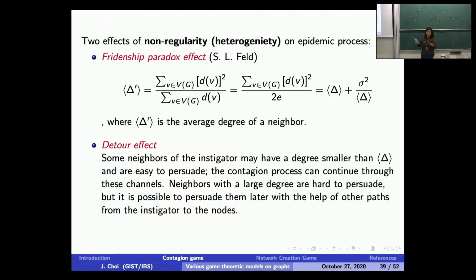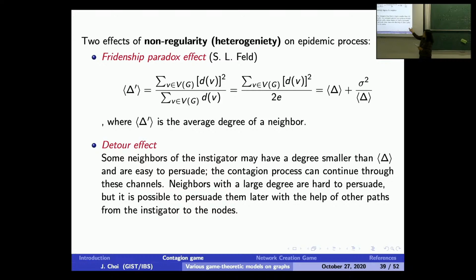But why does the scale-free network have a bigger threshold than the regular network? It doesn't explain that fully. And now we think that maybe this would be the reason. On the one hand, it's harder for the instigator to persuade its neighbors by the friendship paradox effect. But some neighbors of the instigator may have degree smaller than the average.